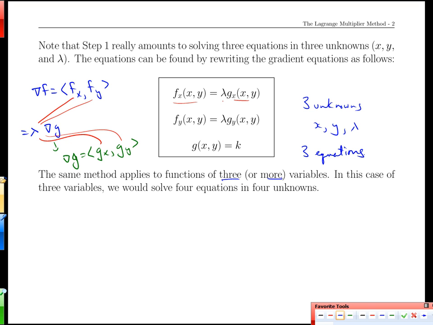We can of course generalize this to three or more variables. We just add one more variable, but we'll also have one more partial derivative to compare, and so we'll get one more unknown and one more equation. So what we're going to do is set these equations up and solve for them.